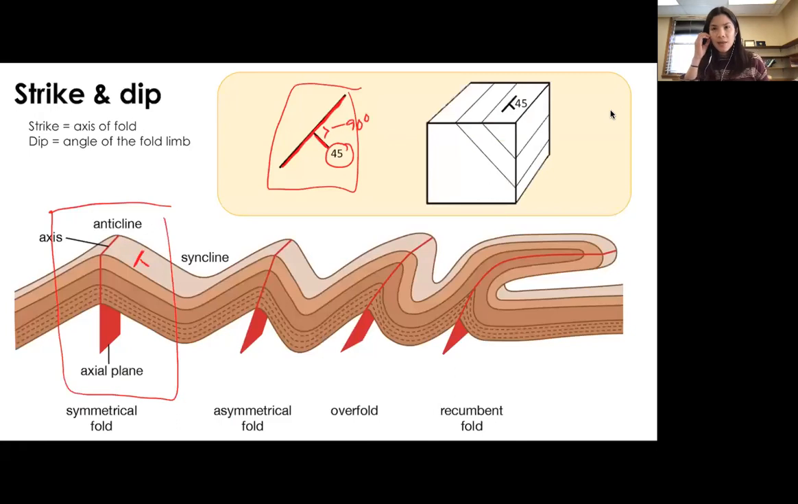In 3 dimensions, that might look something like this. So here we take that same strike and dip symbol with 45 degrees, and you can see the top of this box is what it would look like from the surface. We see these parallel layers. And if we were to cut away into the subsurface, each of these parallel layers would be tilted in the direction of the dip, and they would be tilted from horizontal at an angle of 45 degrees.